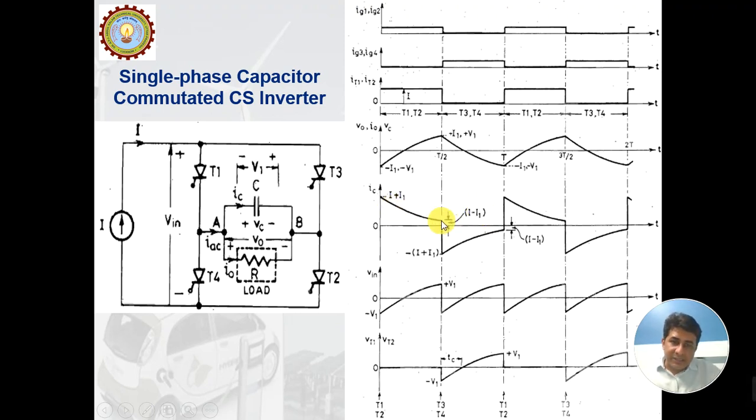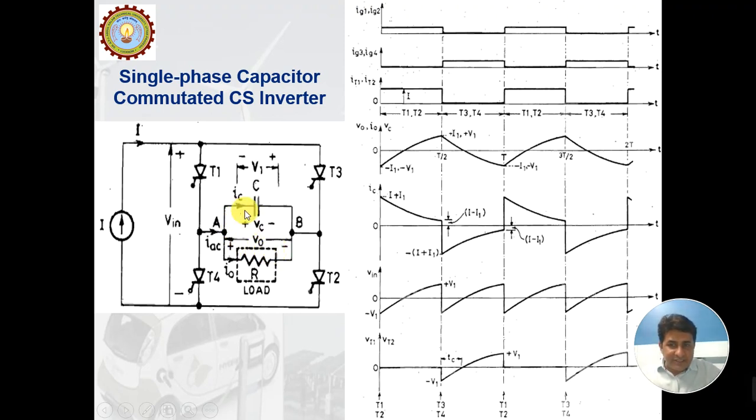This is the time when thyristors T1 and T2 go out, and this is the time when thyristors T3 and T4 are fired. When T3 and T4 are fired, at this time the capacitor has this polarity. And when the capacitor has this polarity, that means the capacitor is now discharging in this direction.